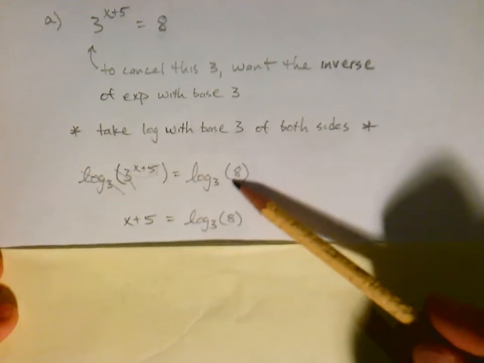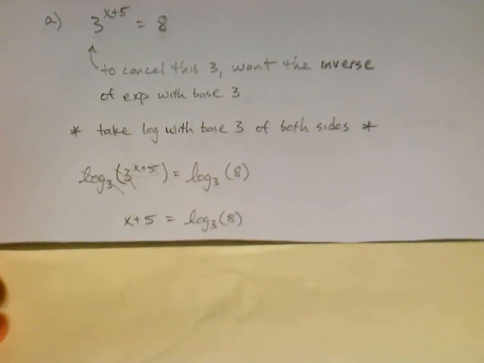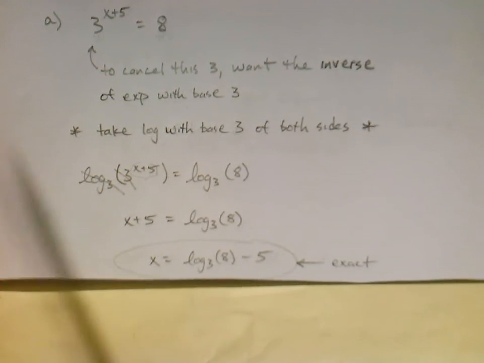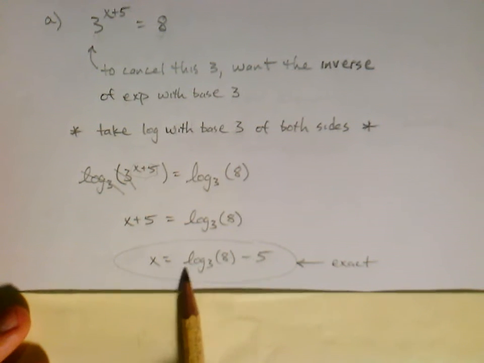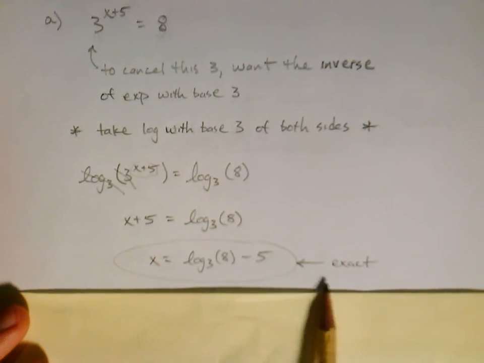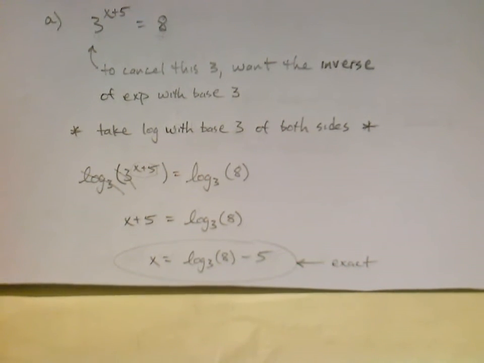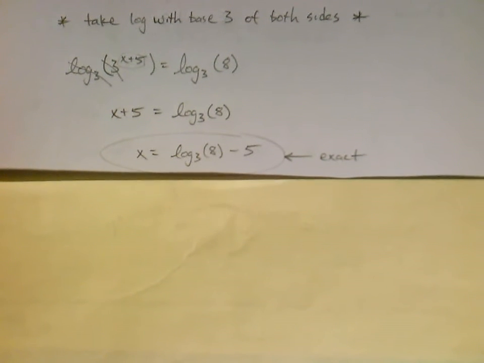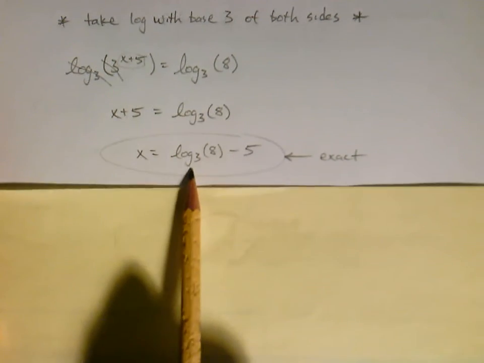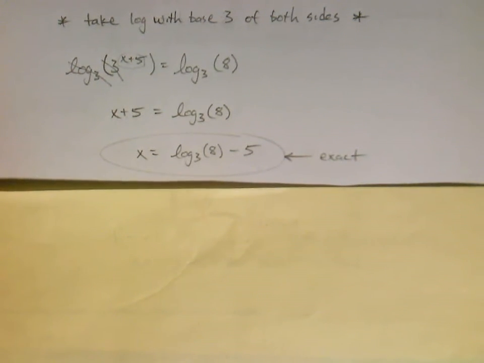And just like that, we're really close to the answer. All we need to do to get x is subtract that 5. So here, x equals the log of 8 with base 3, whatever that number is, minus 5. We're going to call this our exact answer. Now, oftentimes, it's useful to have the exact answer, but sometimes we like a rounded answer also.